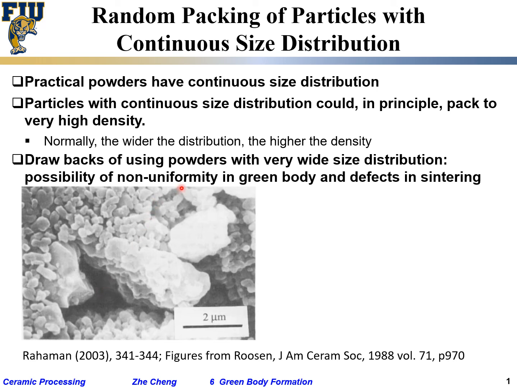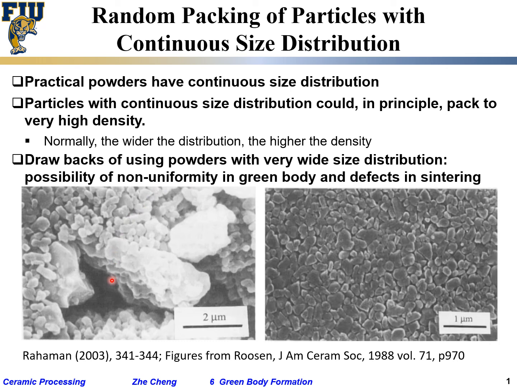This is why sometimes people want a more uniform size distribution, or narrower size distribution, because they can quite often avoid large defects as compared with this one. Here we have large gross defects. Here, more or less uniform. You see what I mean?